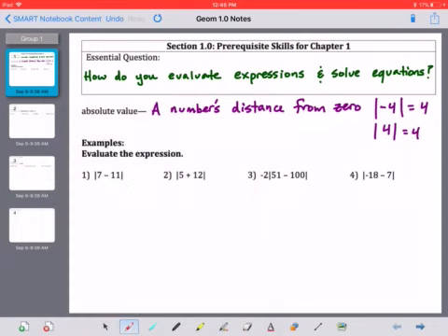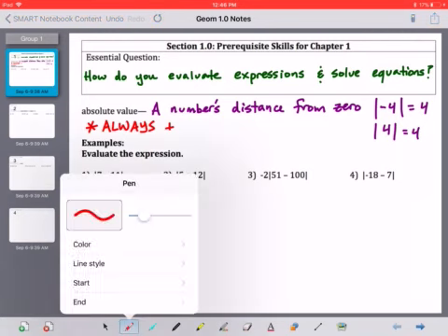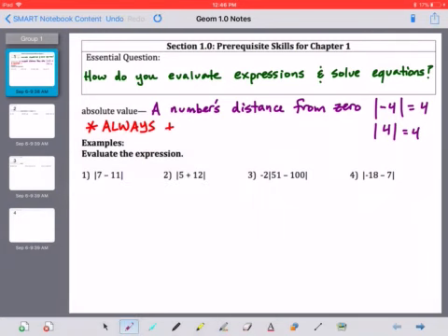So a key thing to remember about absolute value is that it is always positive. So if something is inside of those absolute value symbols, that part is going to be positive. All right, so let's look at some examples here. You can think of absolute values as parentheses, so if there's something inside of those, you have to do that first. So in number 1, 7 minus 11 is our first step. Well, that's -4. And then we still need to take the absolute value of that. So the absolute value of -4 is 4.